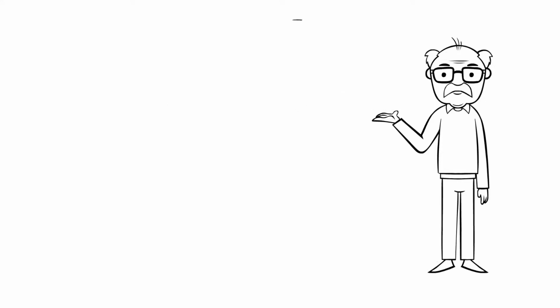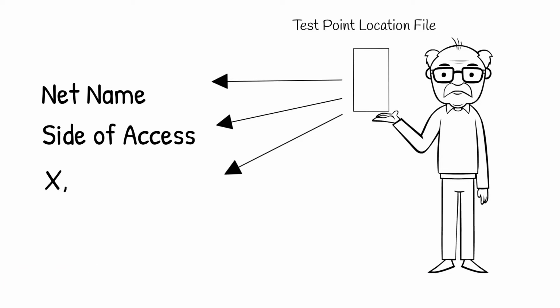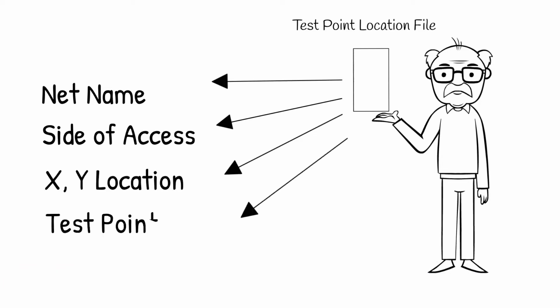If testing has been incorporated into your design, be sure to include a test point location file. This is similar to the XY placement file. The file should include net name, side of access, XY location, and test point name if applicable.